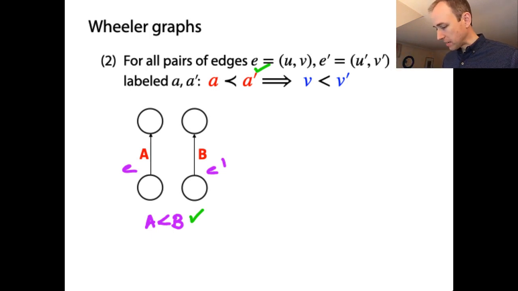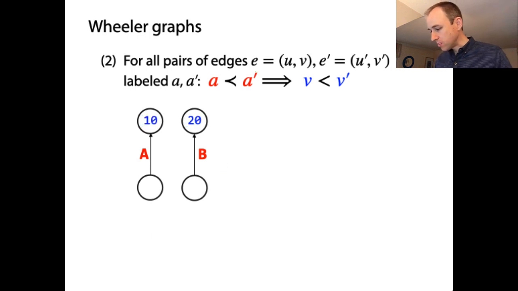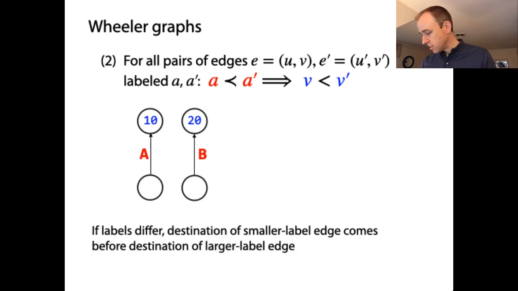So for example, a consistent, legal way to put these two things into the overall ordering would be to say that the destination of the edge on the left is 10th in the order, and the destination of the edge on the right is 20th in the order, for example. Right? So that would satisfy rule 2 in the definition. In other words, if the labels differ, the destination of the smaller label edge, the edge labeled A in this case, has to come before the destination of the larger label edge, the label B in this case.